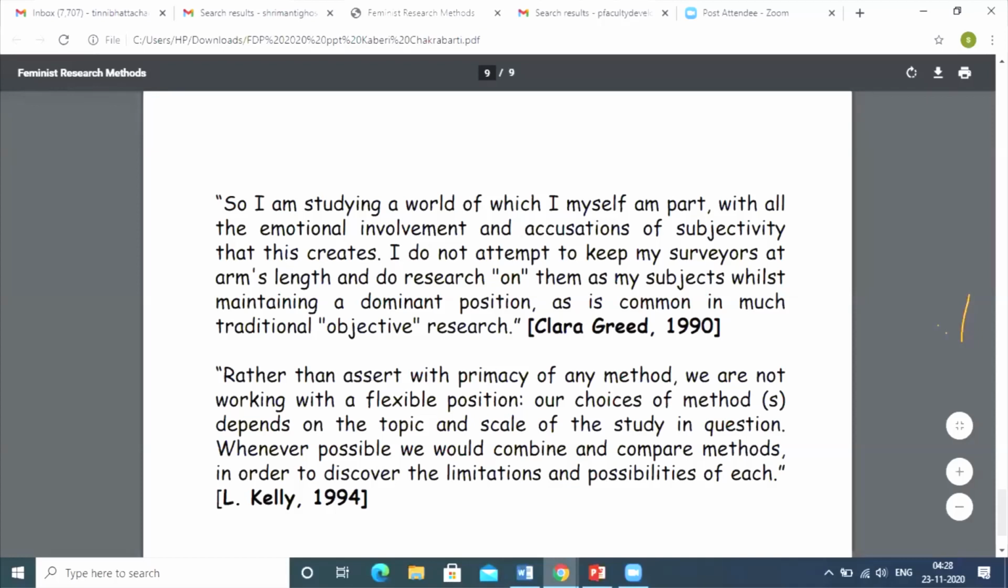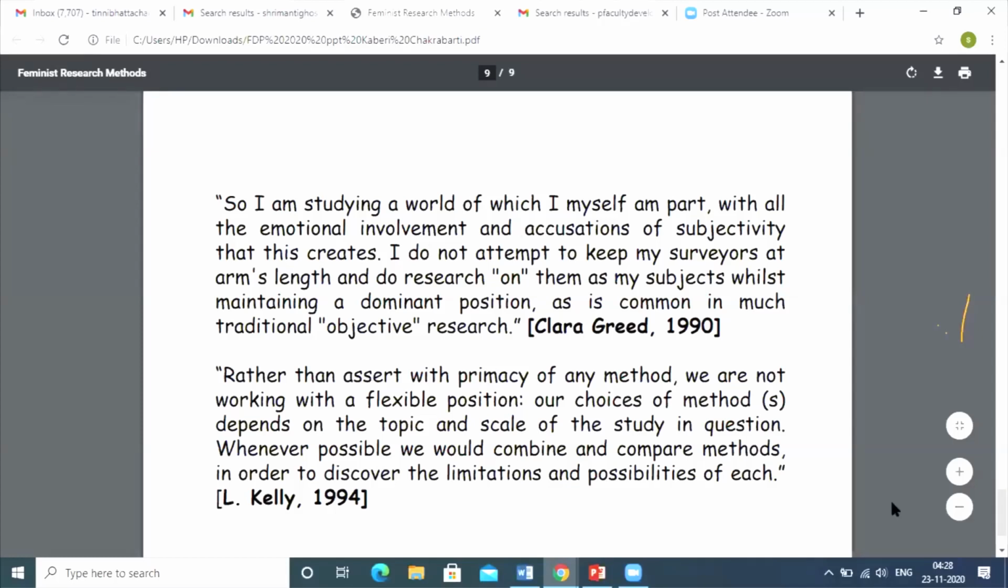And the second one is by Liz Kelly, that talks about this negotiation between the quantitative and qualitative ones, that rather than assert the primacy of any method, we are working with a flexible position. Our choices of method or methods depends on the topic and scale of the study in question. Whenever possible, we would combine and compare methods in order to discover the limitations and possibilities of each.